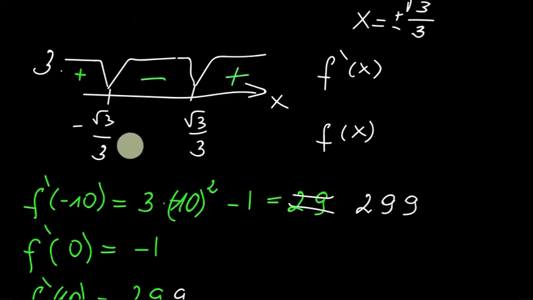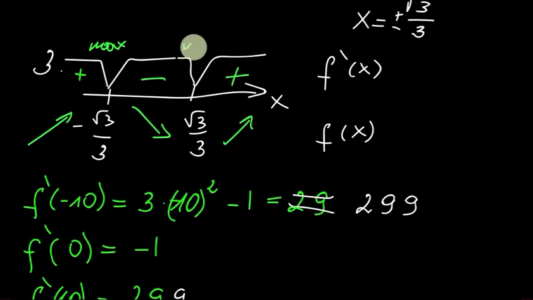Now if our derivative is positive in that interval, our function is increasing. If our derivative is negative in that interval, our function is decreasing. So we draw arrows like that here, and we get that this is a maximum point and this is a minimum point.